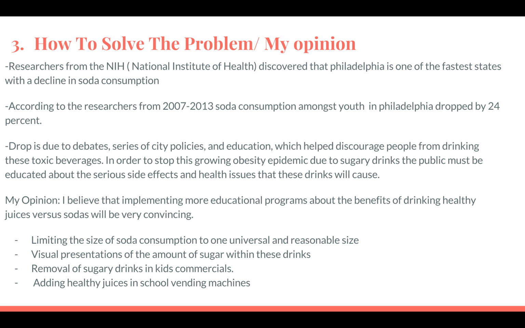So, in my opinion, the way to solve this problem is to educate youth about the benefits of drinking healthy juices versus sodas, limiting the size of soda consumption to one universal and reasonable size, giving visual presentations to students about how bad these drinks are and the amount of sugar in each drink, and adding healthy juices in school vending machines. The reason I came up with this is because I read about research conducted in Philadelphia that showed that soda drinking had dropped by 24% because of the education and debates that were going on, which discouraged people from drinking these toxic beverages.